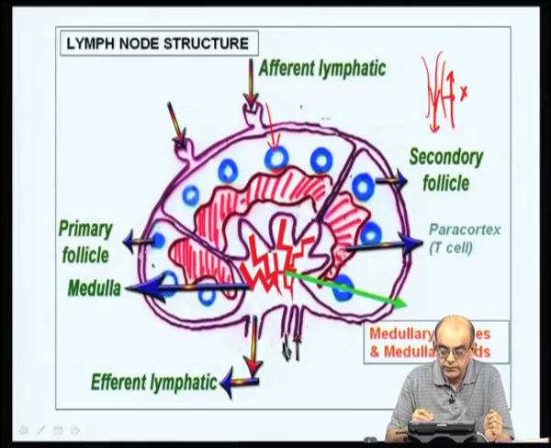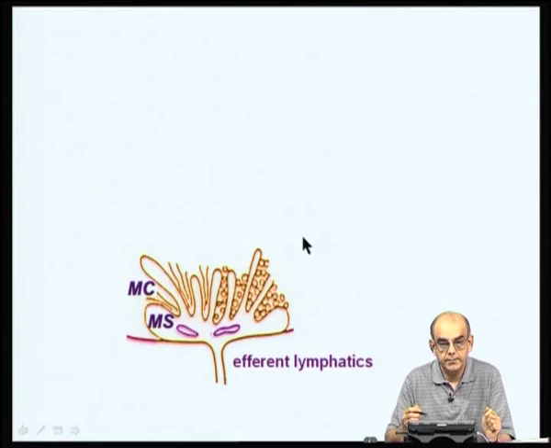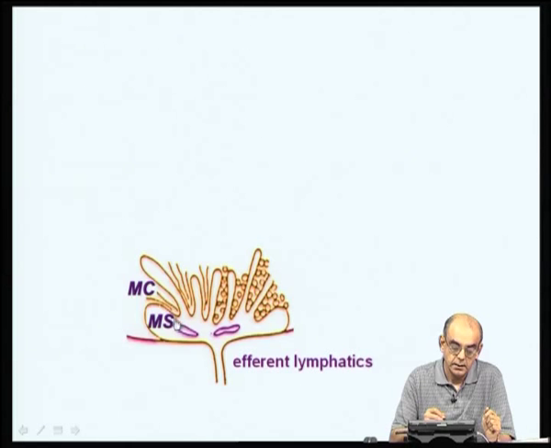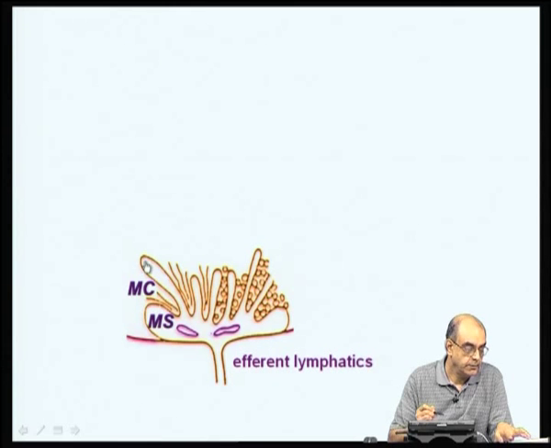In addition to this, of course, you have the blood circulation to the lymph node via what is called an arteriole or a venule. So, looking at the medulla per se, you see that the medulla is organized into medullary cords that you see over here, and you have medullary sinuses.